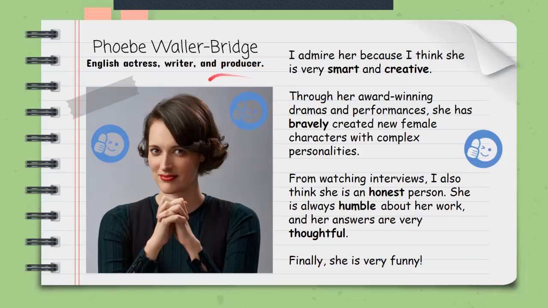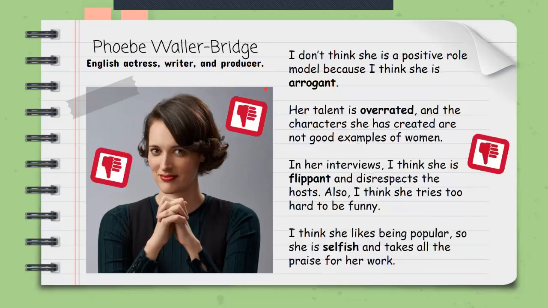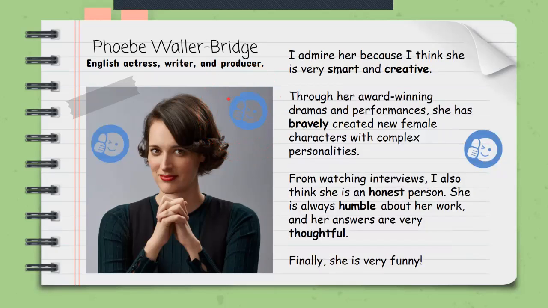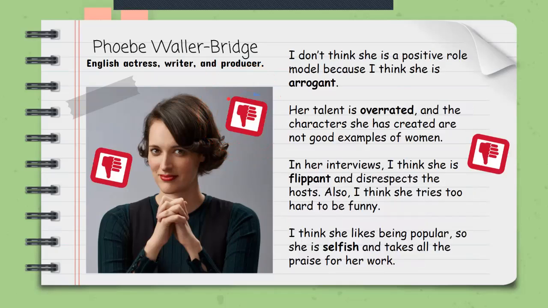But my idea that she is a good role model is only my opinion. Maybe someone can think she is a bad role model. The same person can be a good and bad role model depending on a person's opinion, right? So if I thought she was a bad role model, maybe this is what I would say, using the characteristics that we learned.